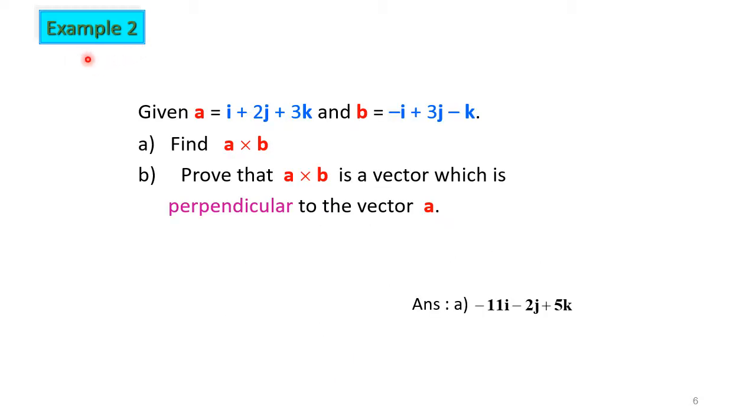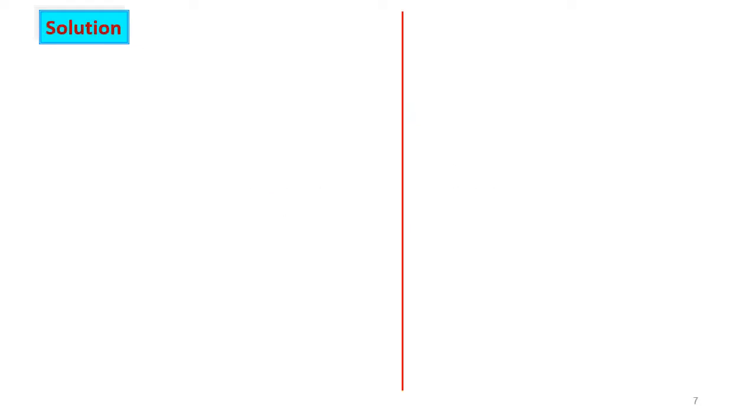Right, now we move to example 2. In example 2, given vector A is i plus 2j plus 3k and vector B is negative i plus 3j minus k. First find the cross product of AB, and then prove that A cross B is a vector which is perpendicular to the vector A. So let's see the solution.